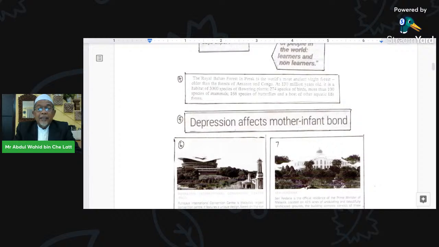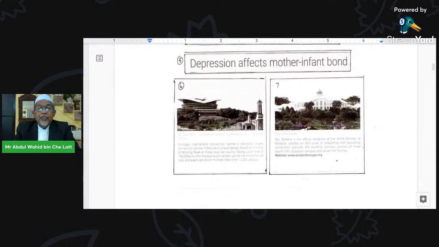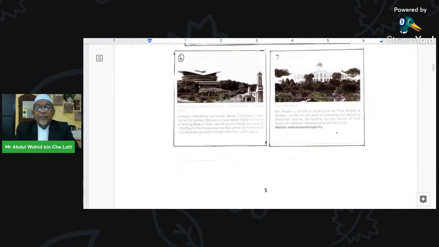Extract number 5. Depression affects mother-infant bond. Look at the word affects. Simple present, stative form, and position after the subject depression. So that sentence communicates a fact.